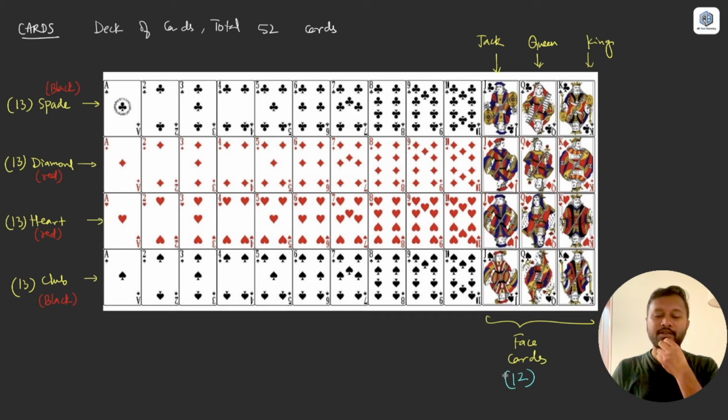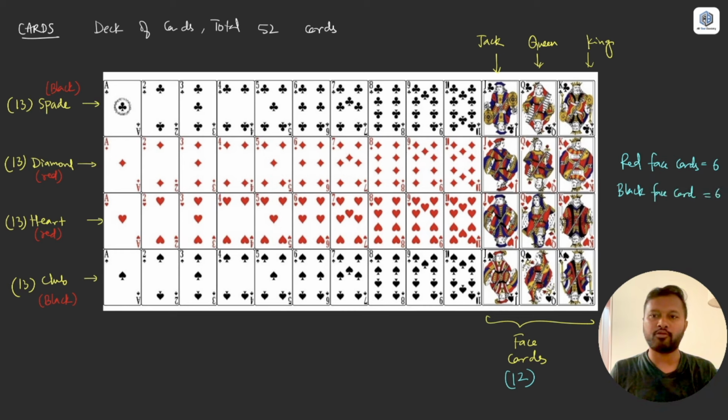But if somebody asks how many red face cards are there, red face cards will be 3 face cards of diamond and 3 face cards of heart. So red face cards are going to be 6. In the same way, if somebody asks how many black face cards you have, 3 of spade and 3 of club. So black face cards are again going to be 6.